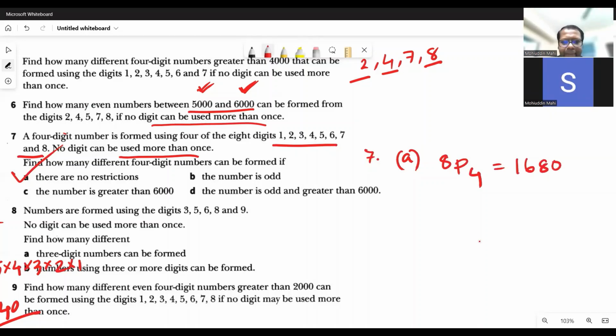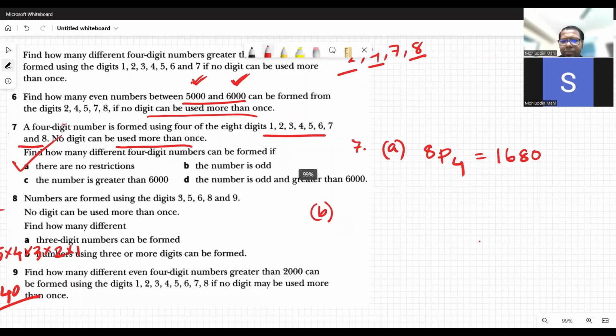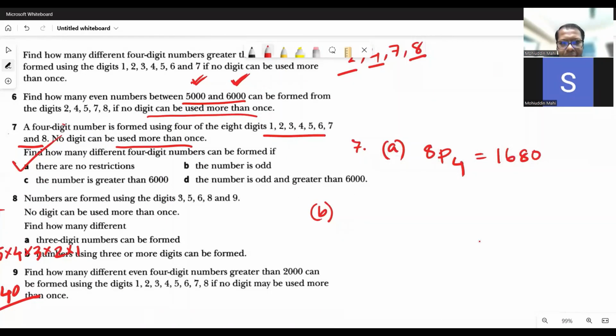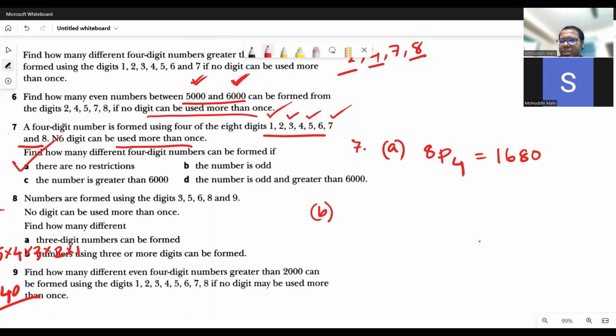1680. The number is odd. So at first you have to find out how many odd numbers are there. 1, 2, 3, 4. So 4 odd numbers are available. So that means in the last digit, from 4 odd numbers, you can pick 1 odd number because the whole number has to be an odd number.